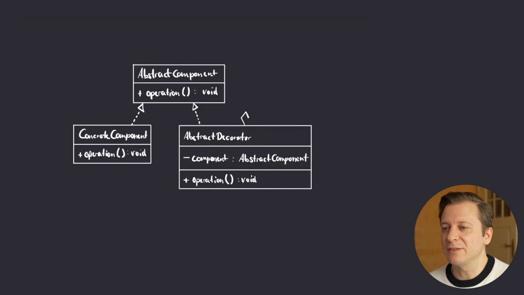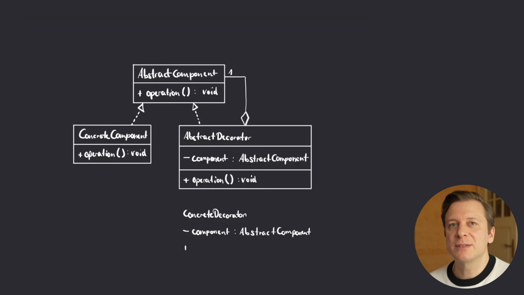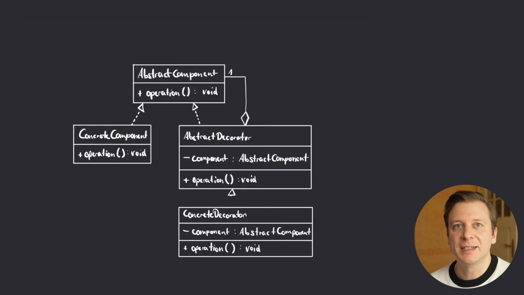What we need now is a fourth class that we call concrete decorator, which will extend the abstract decorator. This is the place where the actual decoration takes place, meaning that we could have multiple decorators here, depending on our needs within the application.